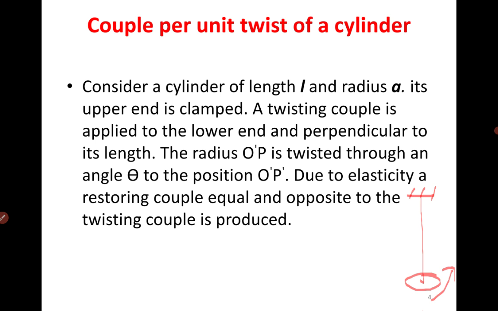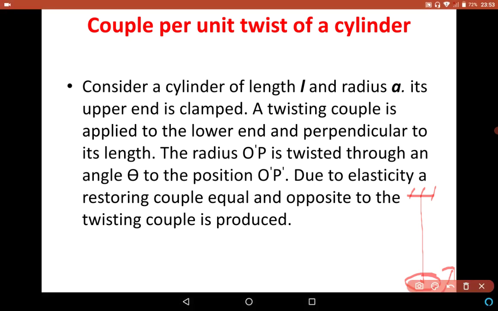Consider a cylindrical wire of length L and area A. Its upper end is clamped and the lower end is fixed with a rigid body. If you rotate the rigid body, then the other end is twisted. A twisting couple is applied to the lower end, perpendicular to its length.